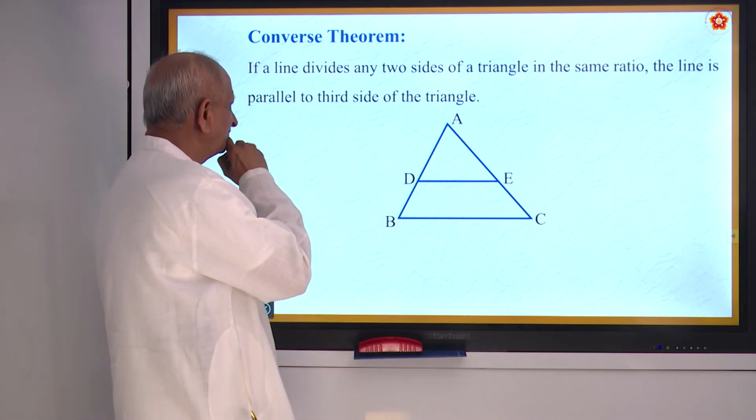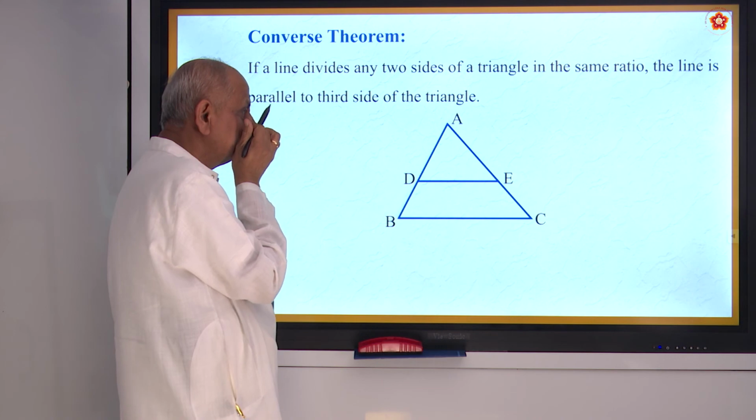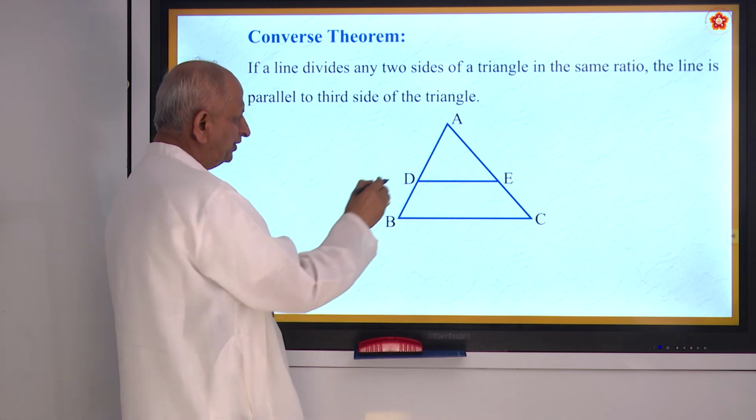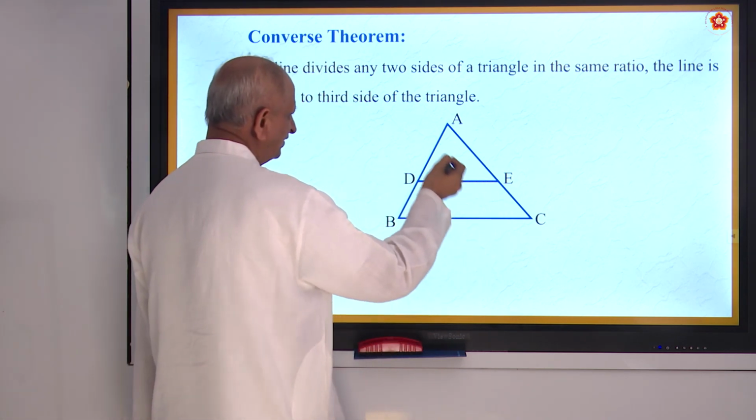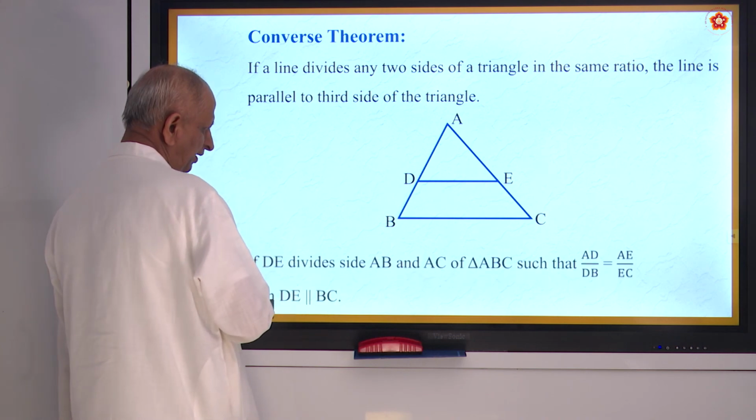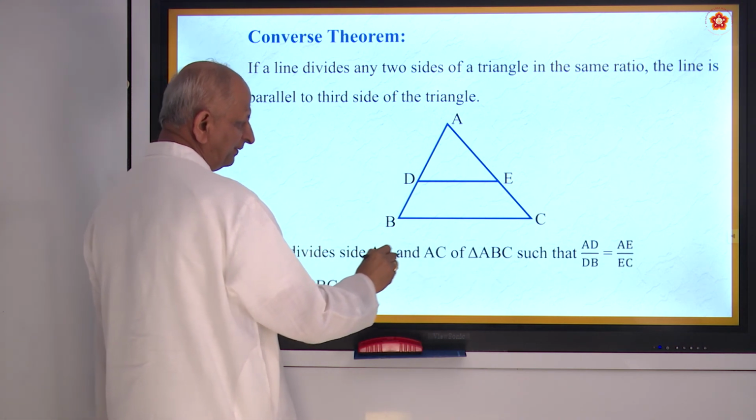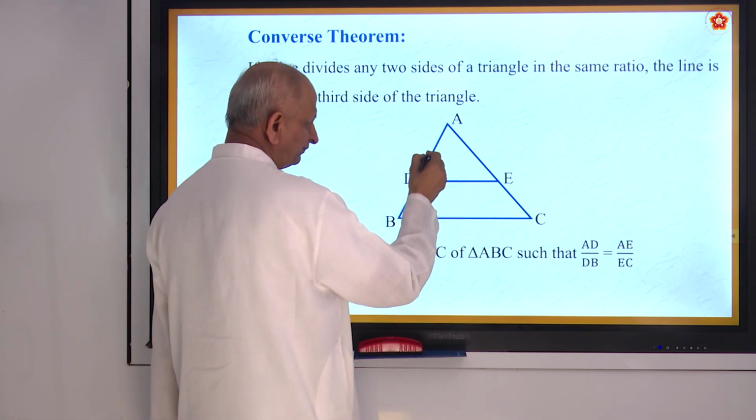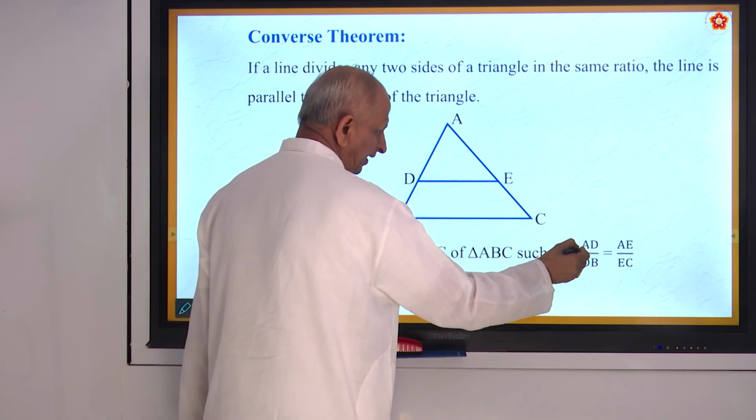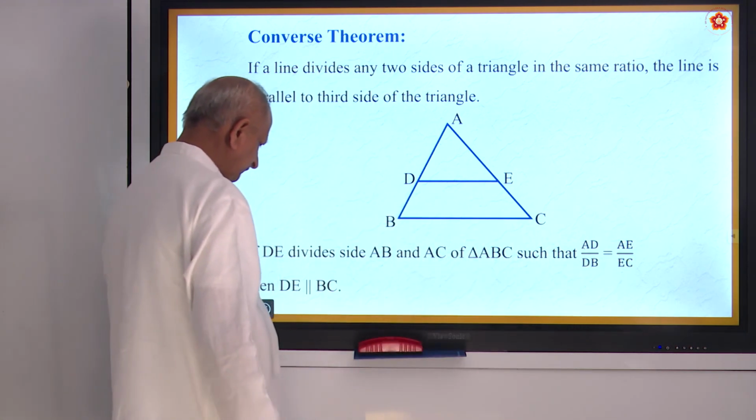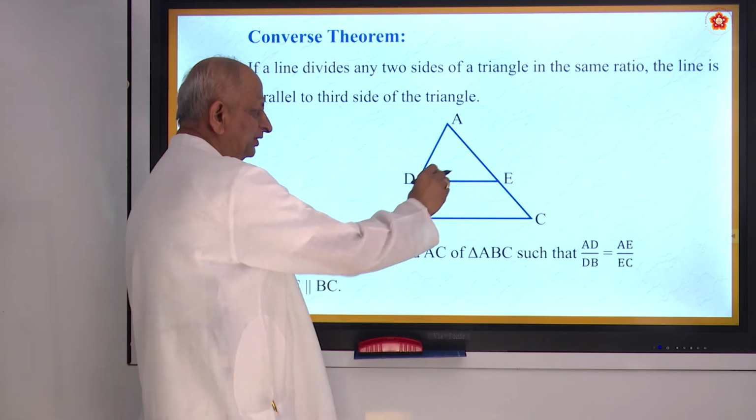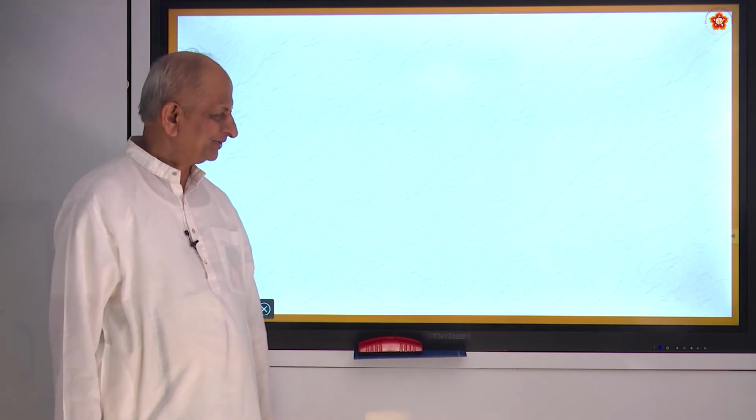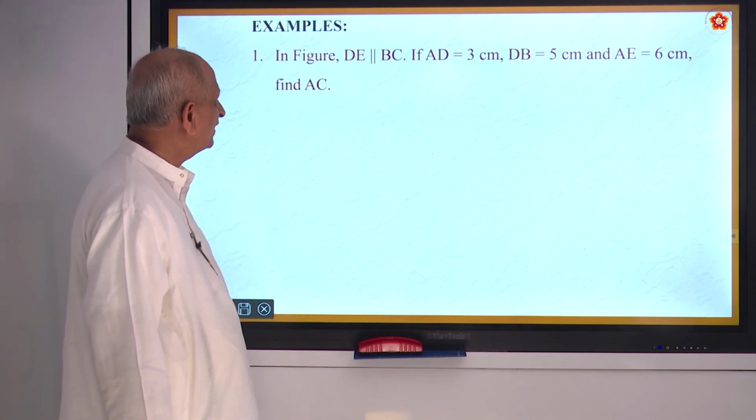Here it is in theorem. What theorem we studied there, the converse also is true. Means, if a line DE divides the lines AB and AC of the triangle ABC such that the ratio of sides AD by DB is equal to AE by EC, then DE is parallel to BC. That is the meaning. So that is called basic proportionality theorem.